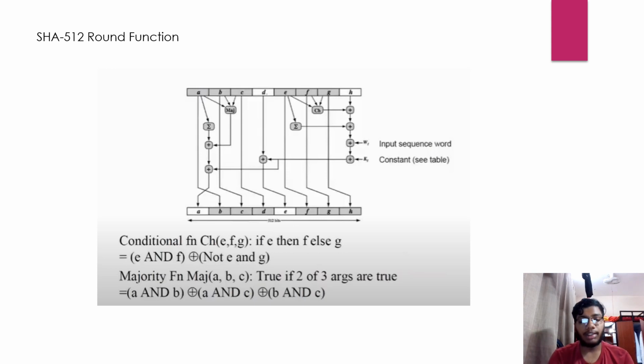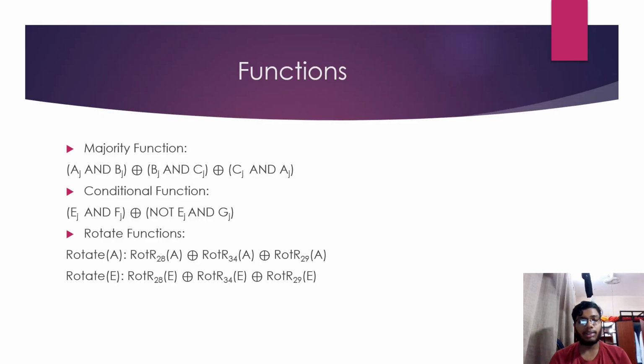This is the diagram in the textbook, and it explains things better. We are going to use this conditional function and majority function to compute the next one. Only A and E are updated. The other elements are going to be the previous elements. So what is the majority function? What is the conditional function? What is the rotate function?